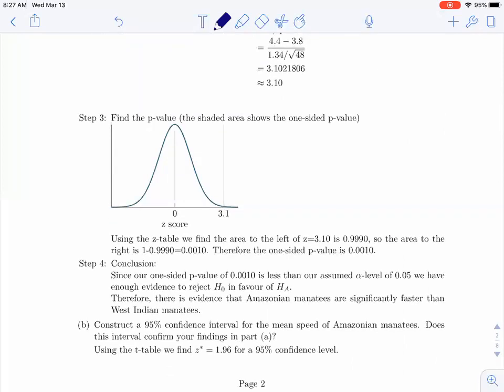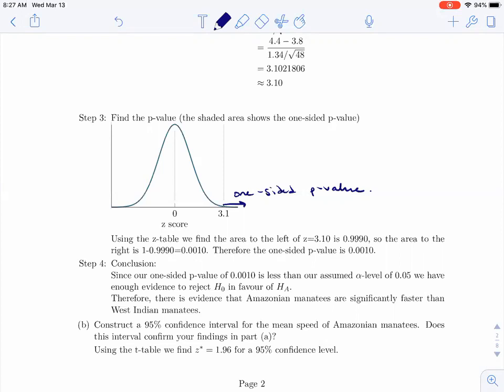Here I've shown you what the p-value looks like. This is the one-sided p-value. You can't even see it, it's so small. But you can use the Z table. So using the Z table, we find the area to the left of Z equal to 3.10 is 0.9990. Might have thrown an extra 9 in there, I don't know.